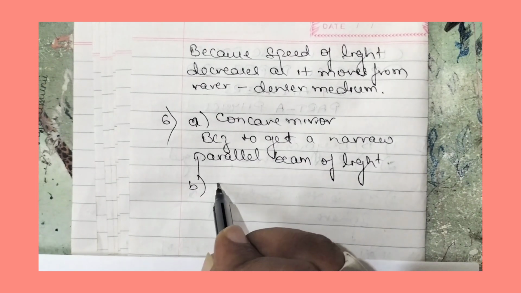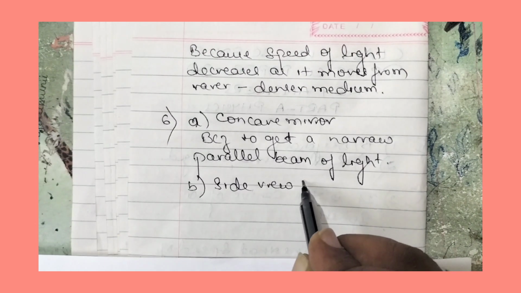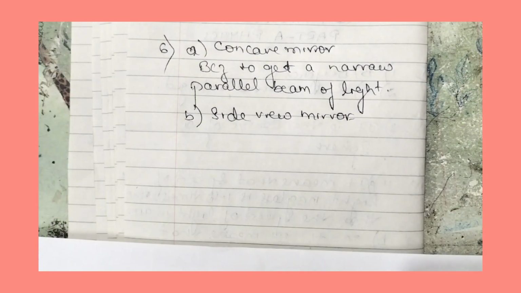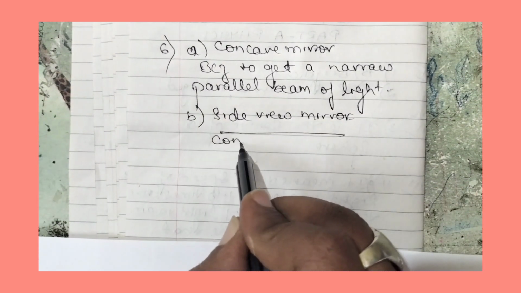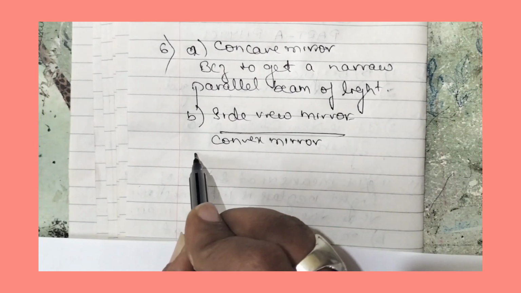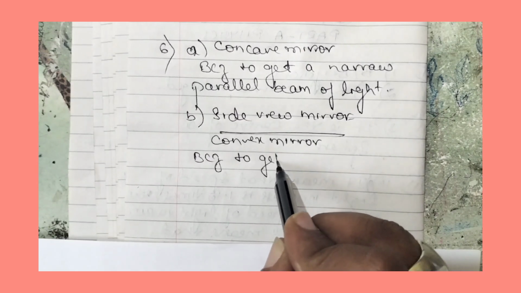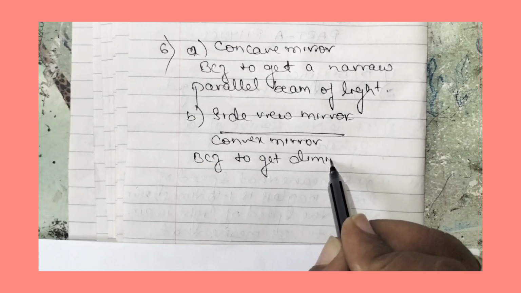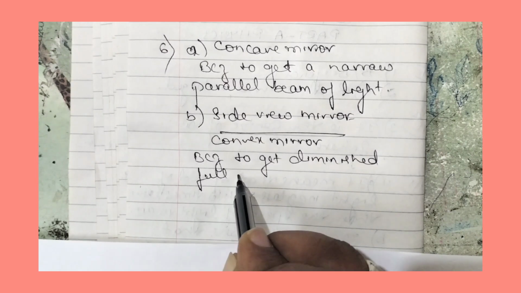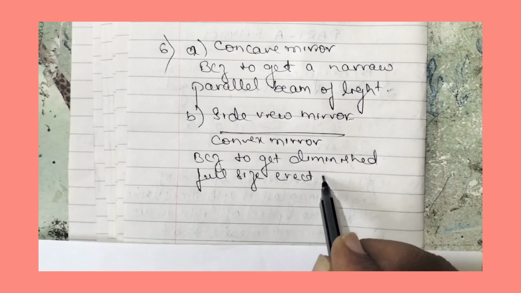Then the second question there, that is a side view mirror. So the side view mirror of a vehicle. So here what type of mirror are we using? So here we are using a convex mirror. The mirror is convex. Why? Because to get a diminished, full size, erect image.